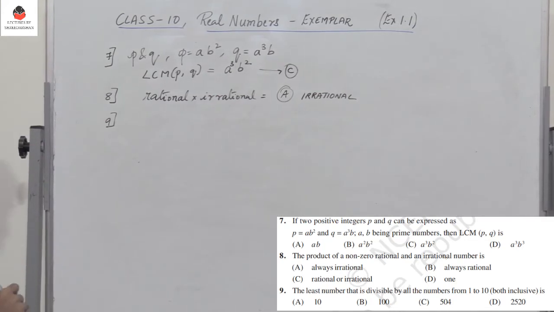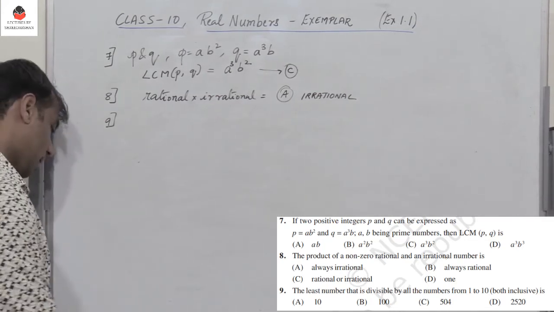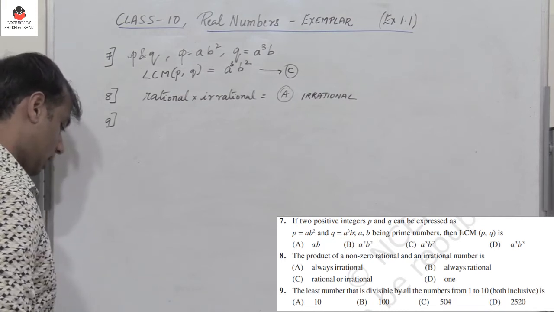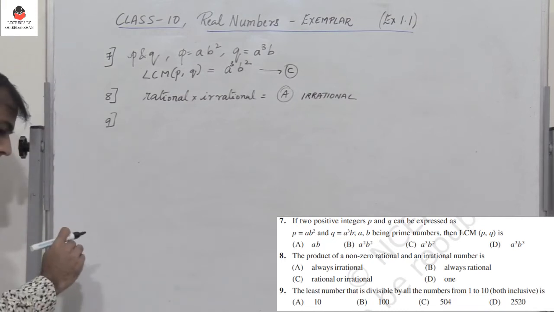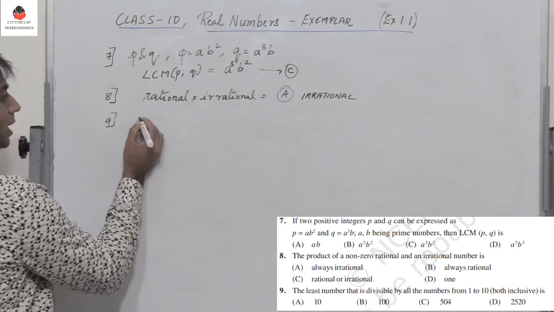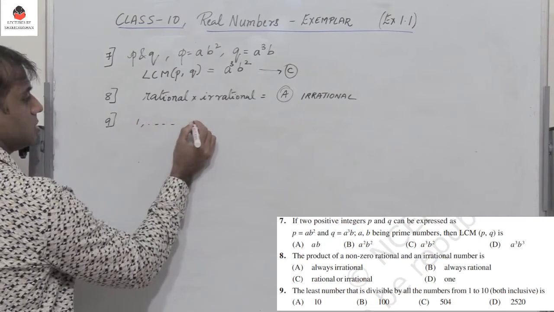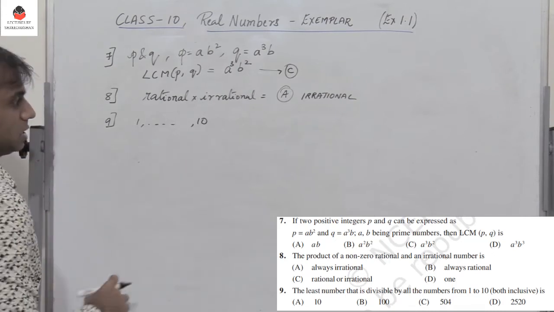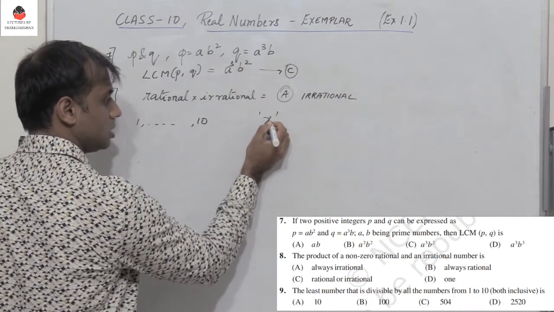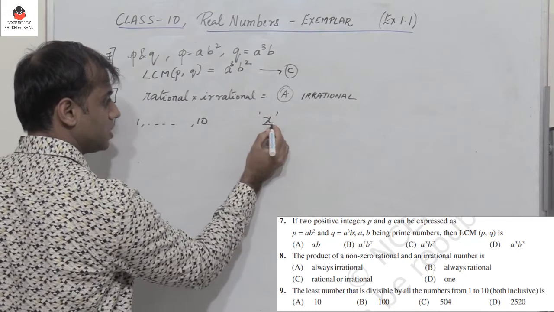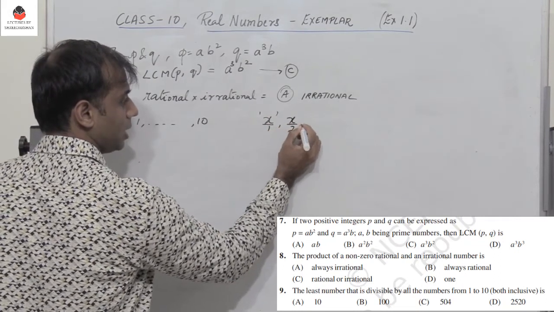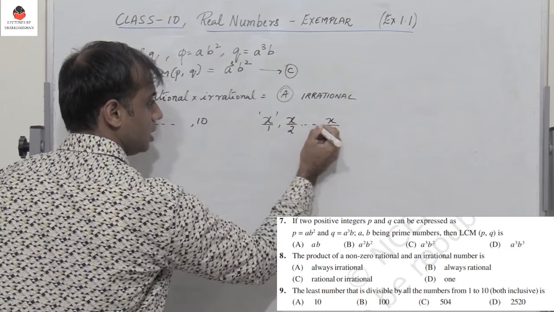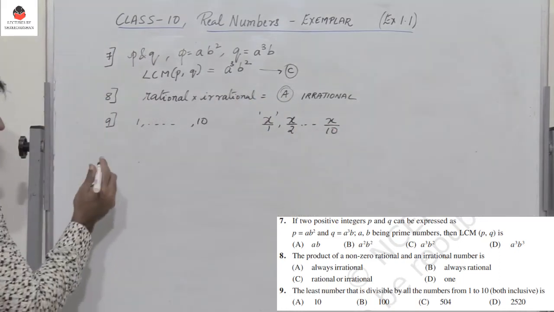Question 9. The least number that is divisible by all the numbers from 1 to 10 inclusive is, so now we need to find the prime factors of all the numbers from 1 to 10. So I need to find the least number that is divisible by all the numbers 1 to 10. That means I need to find the smallest number x such that x is divisible by 1, x is divisible by 2, and so on up to x divisible by 10. Let me consider the prime factors.